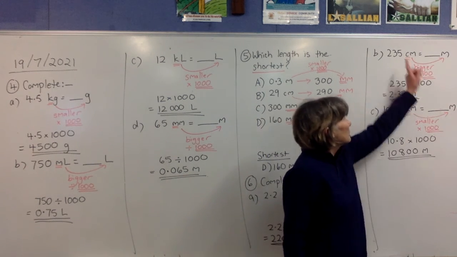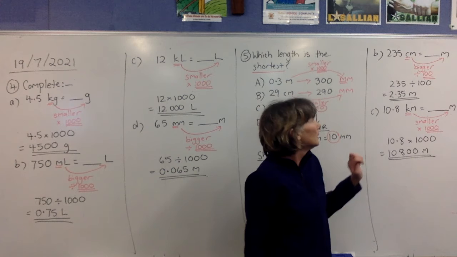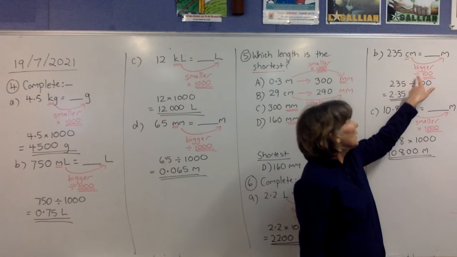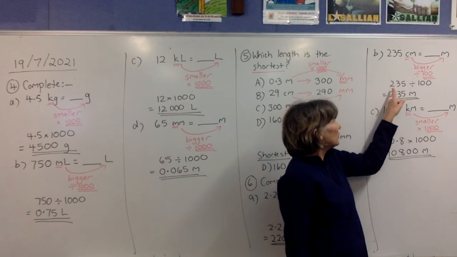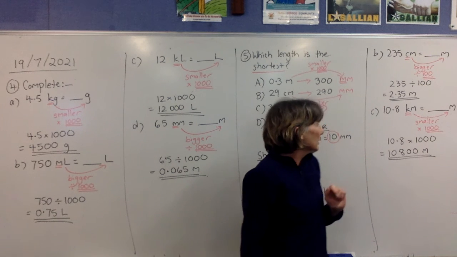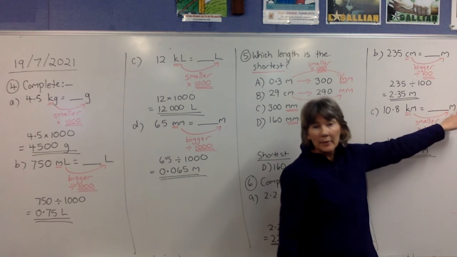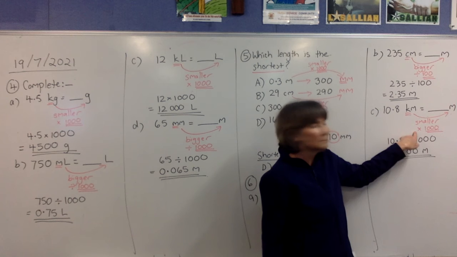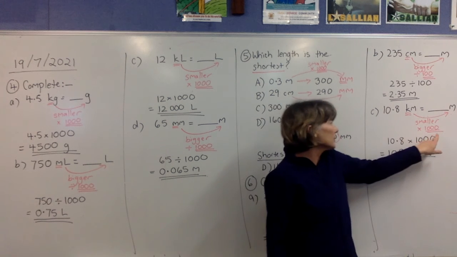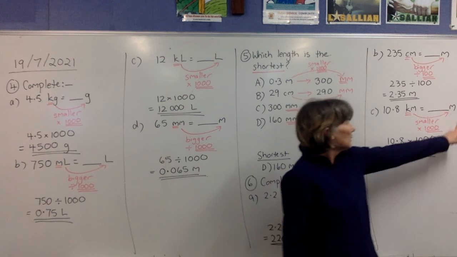Over here, we're going from centimetres to metres. We're going to a bigger unit this time, so we will be dividing. The prefix is centi, C for centi, that's 100. So we're going to be dividing by 100. 235 divided by 100 is 2.35, and put your metres on the end. And the last example, we're going from kilometres to metres. That's a smaller unit, so we're multiplying. And we're going to multiply by kilo is 1,000. So timesing 10.8 by 1,000, you'll get 10,800 and metres on the end.